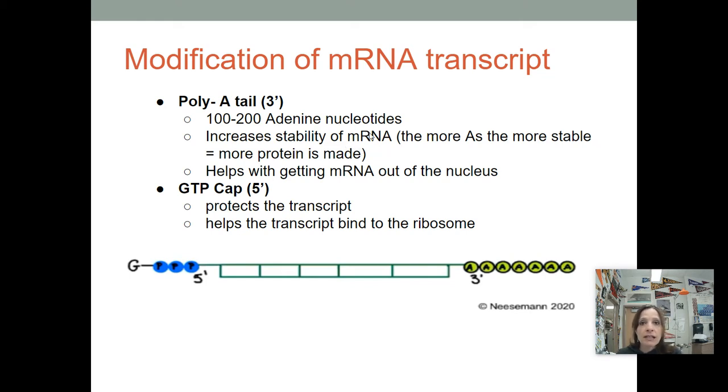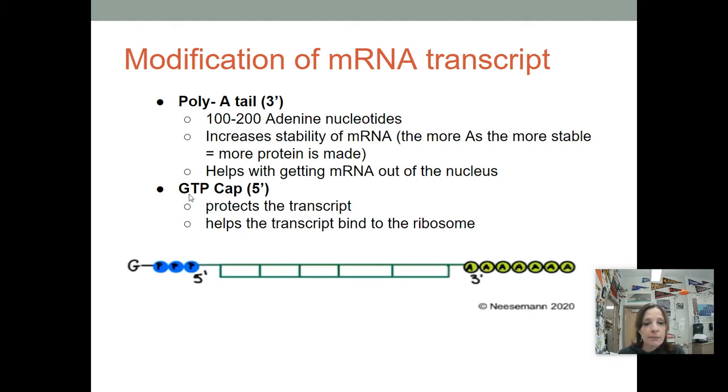So when messenger RNA leaves the nucleus, which is what it also helps it do, it goes into the cytoplasm, and there's lots of enzymes that are dangerous and break molecules down. And so the longer the poly A tail, the more stable it is, and the more it will be transcribed and made into a protein.